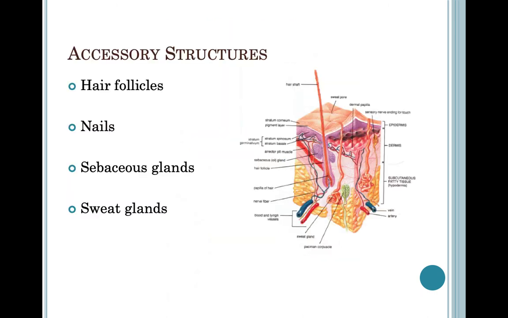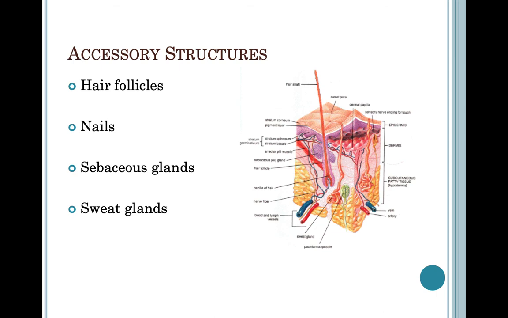Then we have the accessory structures of the skin: the hair follicles, the toenails, the fingernails, sebaceous glands, and sweat glands. The reason that the accessory structures are important in wound healing is that accessory structures like the hair follicles and the glands provide little reservoirs of epithelial cells, and those reservoirs of cells can act as a resource for reepithelialization when we're dealing with full thickness wounds, or I'm sorry, deep partial thickness wounds rather.